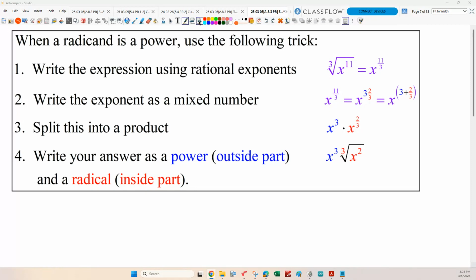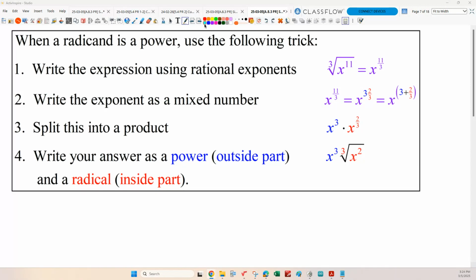Well, 3 and 2/3 really means 3 plus an extra 2/3. So if I use my properties of exponents, I could split that into two separate powers. X to the 3rd times x to the 2/3 would equal x to the 3 plus 2/3, because when we multiply like bases, we add the exponents. You don't really even have to think of it that way, but that's technically the way it works. And then I put the x to the 3rd out front, and the x to the 2/3 I turn into a radical. But you could stop right here.